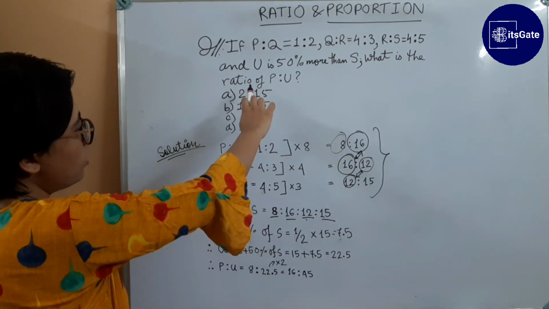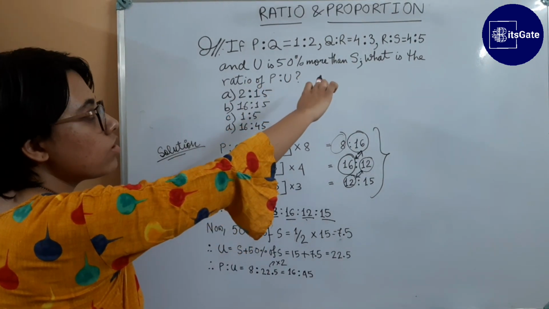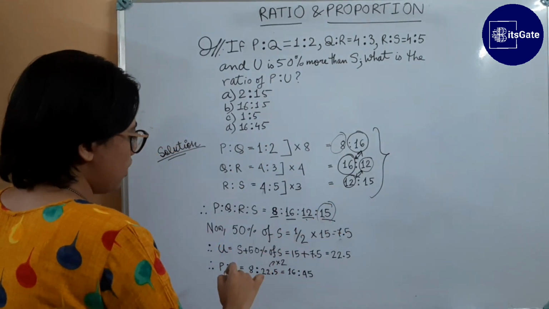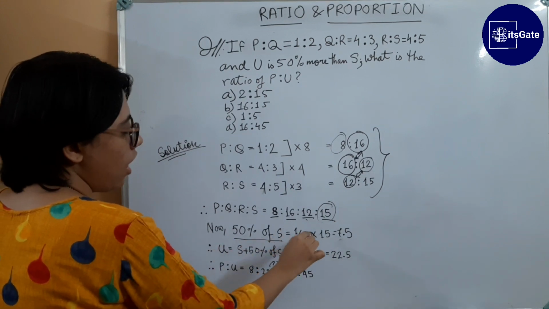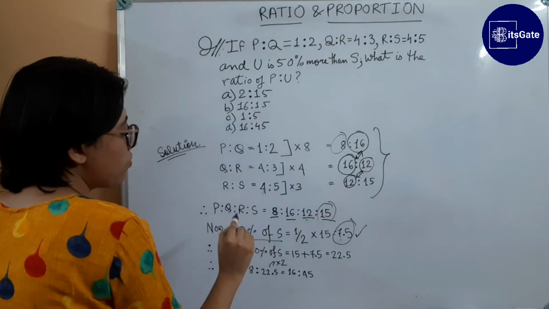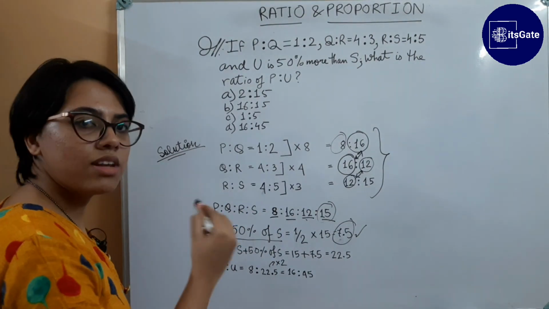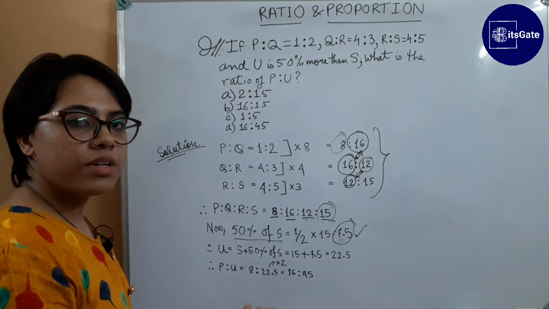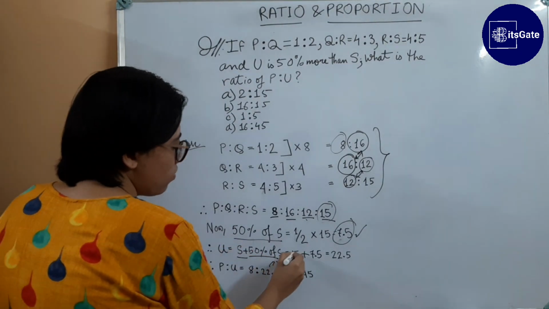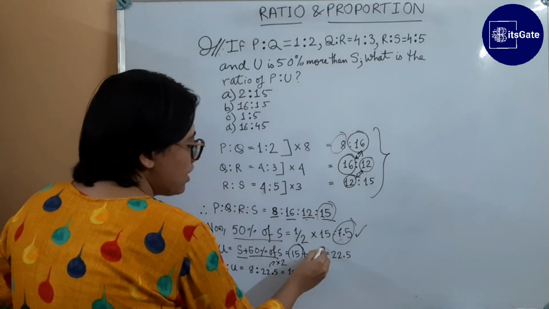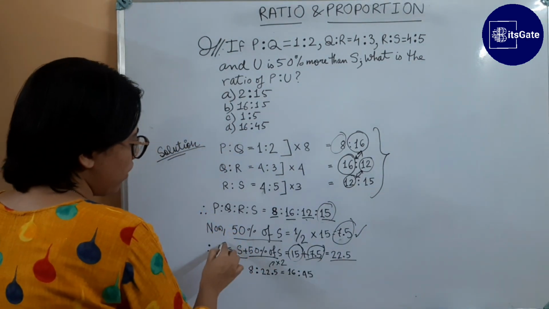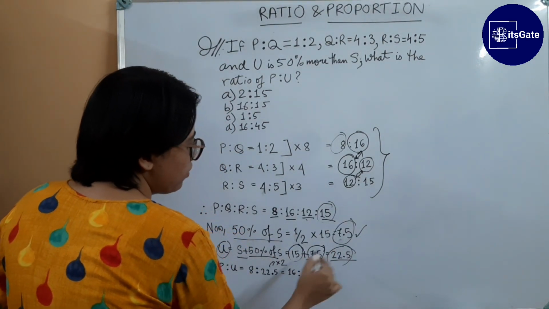Now we have been told that U is 50% more than the value of S. From here we can conclude that the value of S is 15. So 50% of S is half of 15, which is 7.5. Now U is 50% more of S, that is already S will be taken and 0.5 or 50% of S will be taken. So S plus 50% of S, which is the original value of S 15, plus 50% of S, which is 7.5, comes as 22.5. So the final value of U is 22.5.